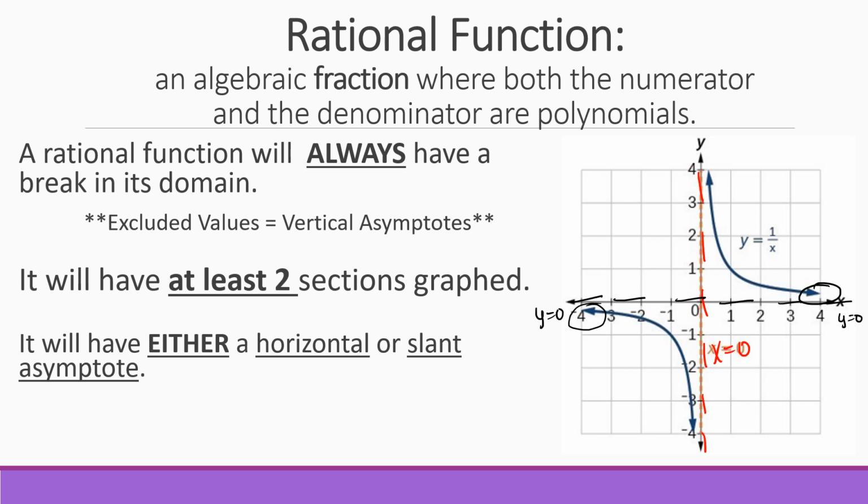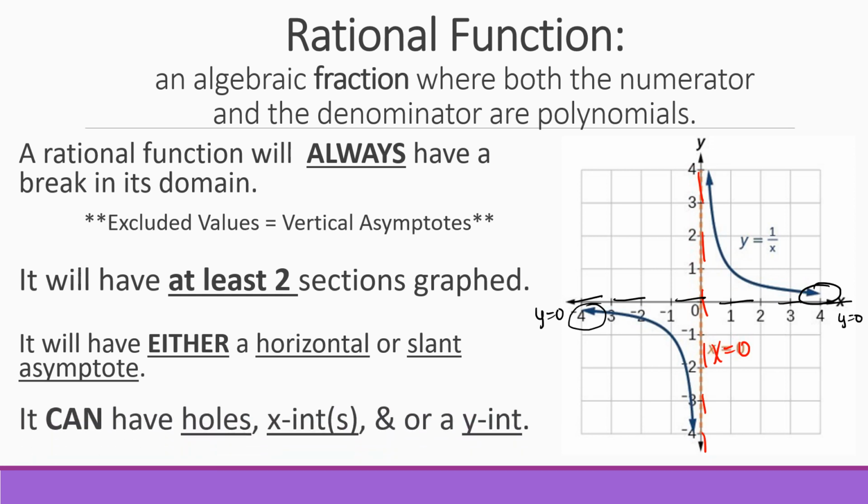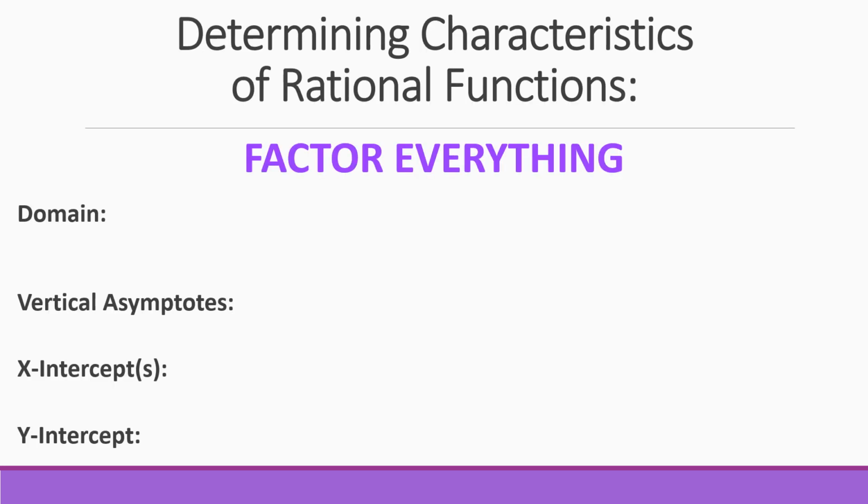A slant asymptote would be a diagonal line, and it changes the shape of your graph a little bit. And lastly, another thing is that a rational function can, but does not have to have, holes, x-intercepts, and or a y-intercept. And we'll go through the processes for each of these as we go through the entire lesson. Main thing, when you see any rational function that you're going to need to graph or determine any of these characteristics, you want to factor everything, numerator and denominator.